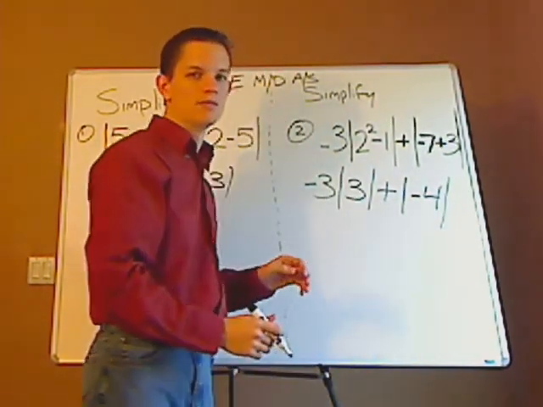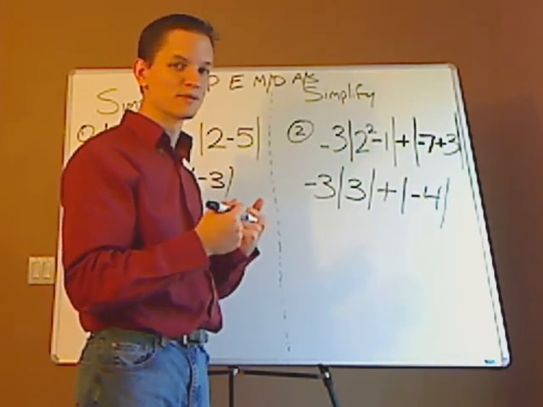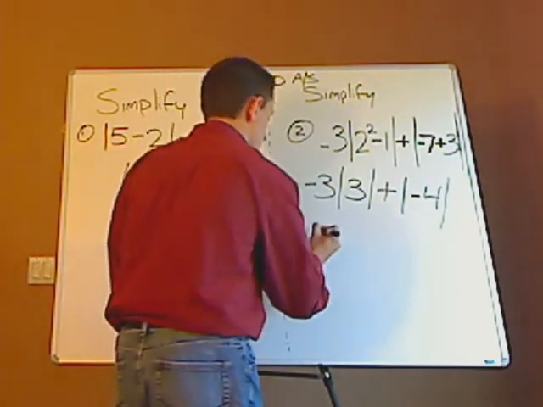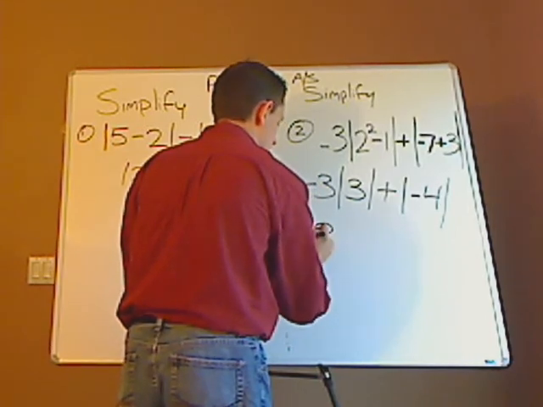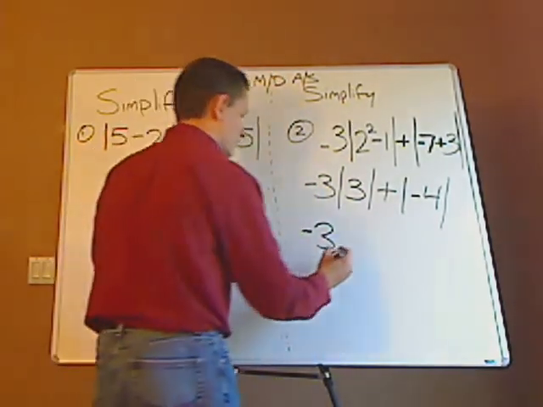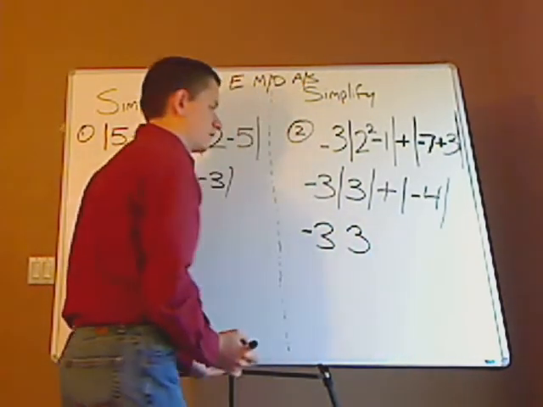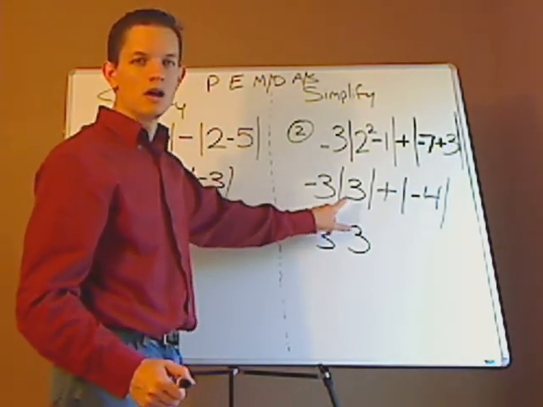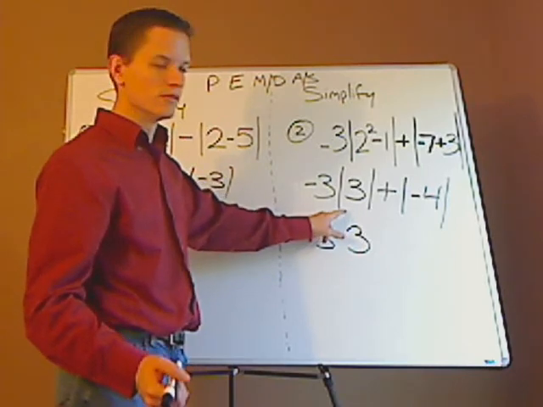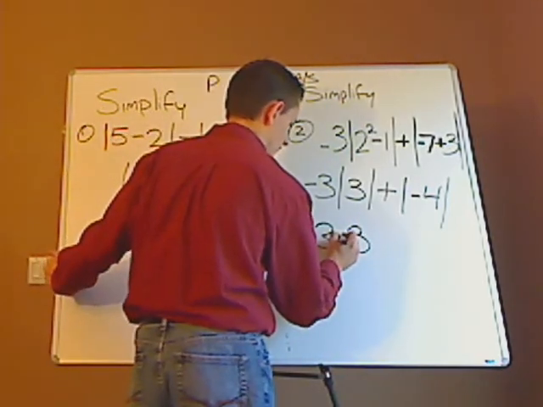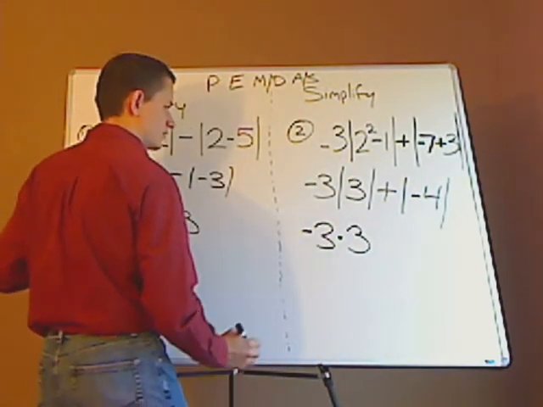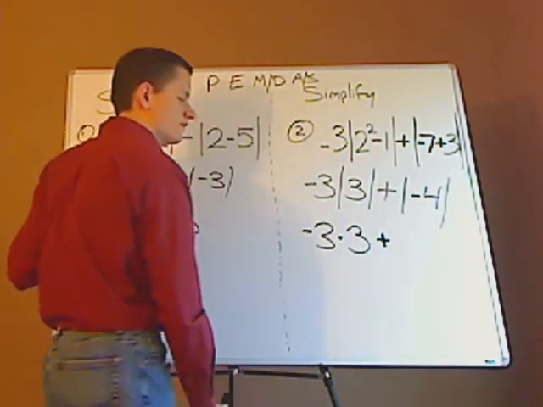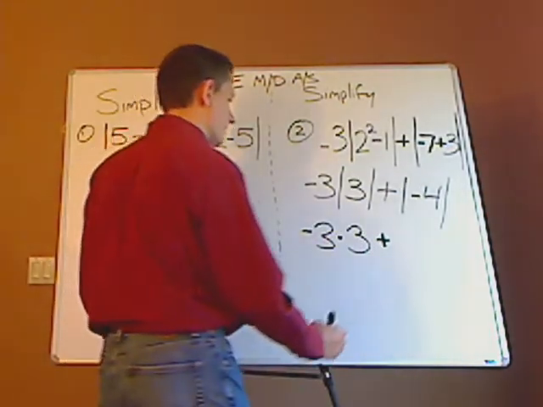And don't drop the absolute value bars until you simplify it and actually solve the absolute value of that number. What's the absolute value of 3? Right, it's just 3. And what order of operation is done between that negative 3 and positive 3? Right, multiplication. Whenever you have a number right next to a grouping symbol, you can assume that's multiplication. So that's negative 3 times 3 plus, what's the absolute value of negative 4? 4.